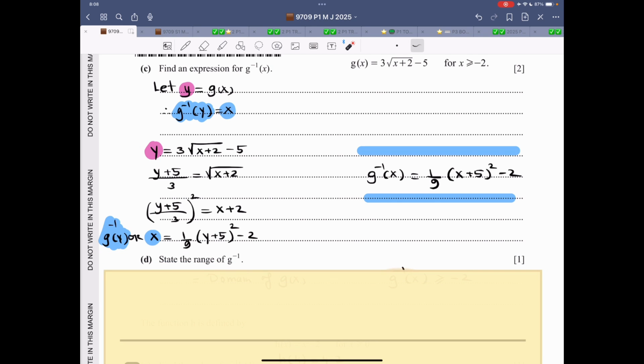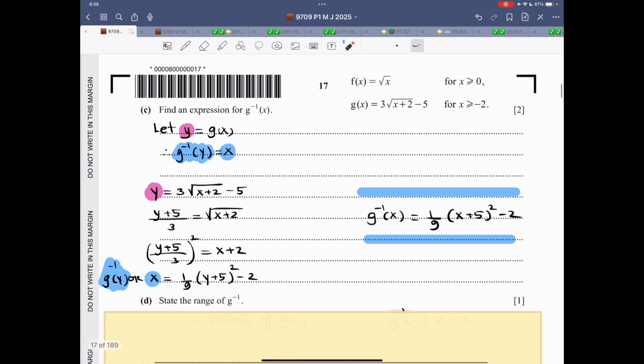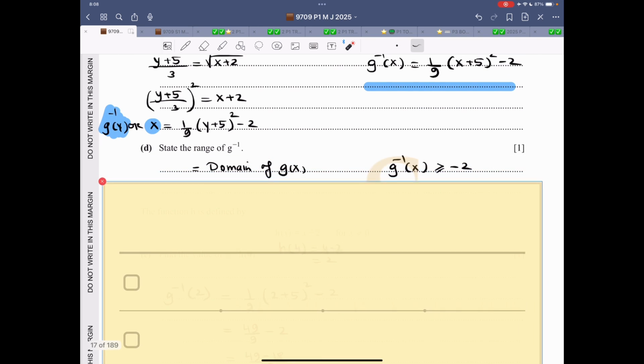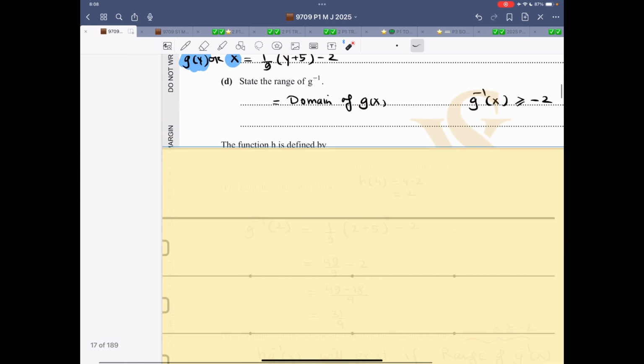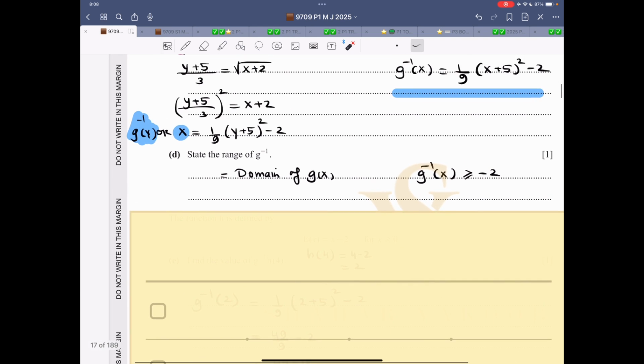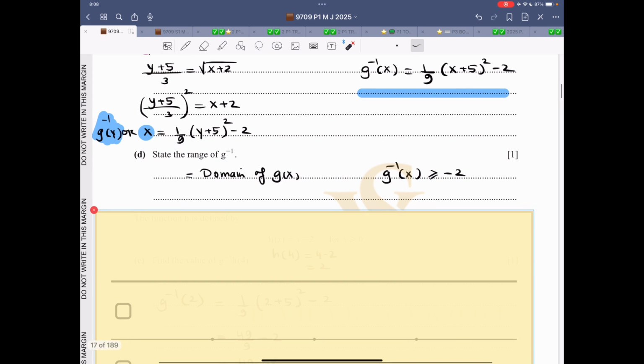Now, what is this part? State the range of g inverse. Very simple. Range of g inverse is the same thing as domain of g(x). That is something very basic. So again, that is this concept of flipping. If this is g(x), this is g inverse of x, and the domain of g(x) becomes the range of this, and vice versa. So range of g inverse is domain of g(x). Domain of g(x) is given as this. All you have to do is write the symbol over here. That is only 1 mark, something very basic.